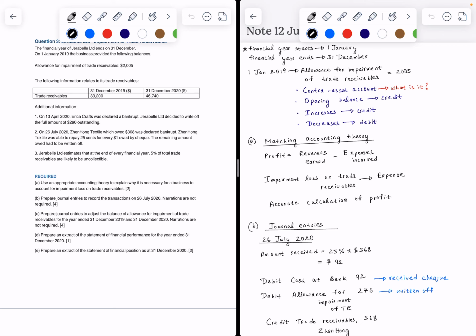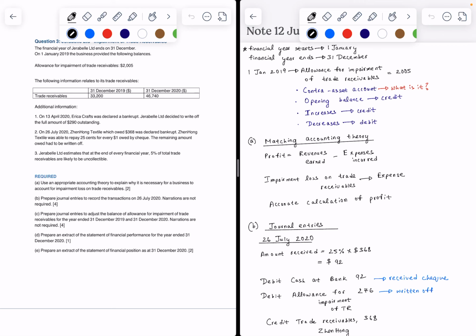Today, we will work with the topic known as the allowance for impairment of trade receivables. In this question today, we'll understand the accounting theory, which requires us to account for impairment loss on trade receivables and prepare relevant journal entries at different times during the financial year. Lastly, we'll prepare the extracts for the statement of financial performance and also the statement of financial position.